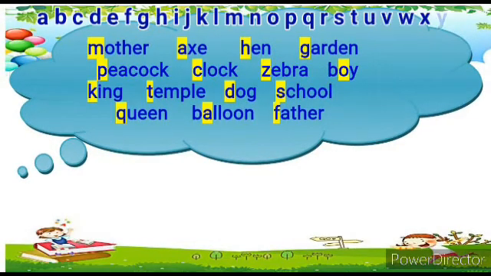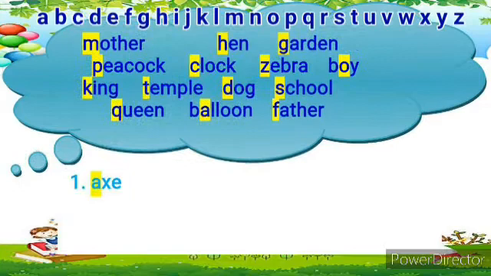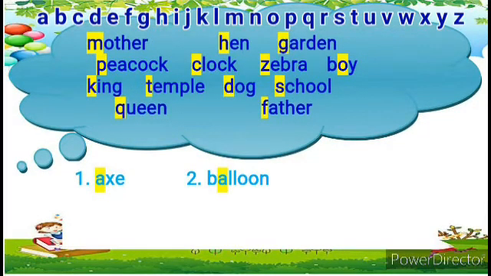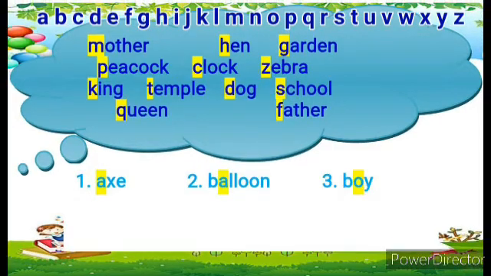Do we have the word starting with A? Yes, axe. So the first word will be axe. Do we have the word starting with B? Yes. But there are two words starting with B, balloon and boy. So we will see the second letter of the word. In alphabetical order, A comes first or O? A. So the second word in our list will be balloon and the third word will be boy.